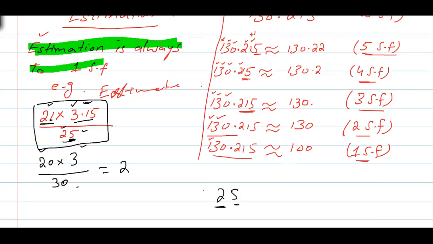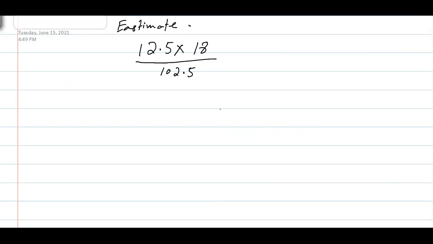Let's do another example. Now I'm writing a question. 12.5 into 18 over 102.5. The question is estimate. Okay, what do I have to do to estimate?